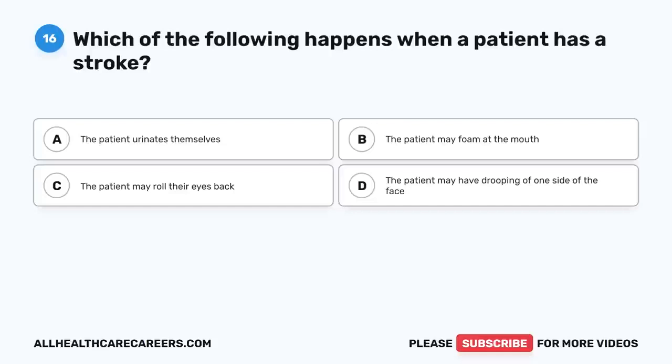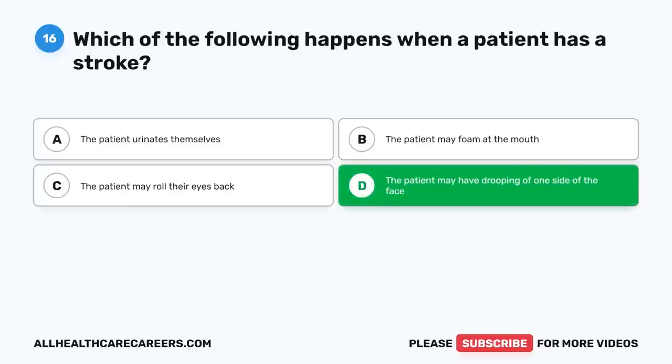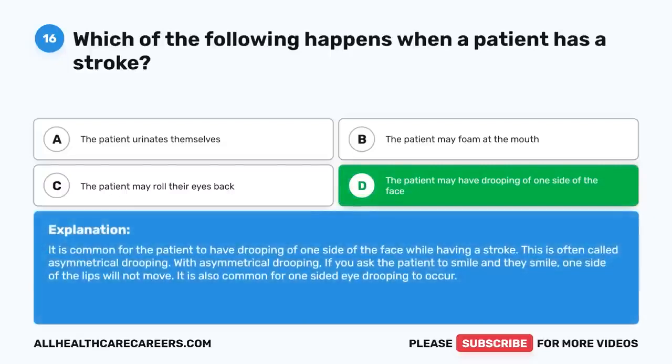The correct answer is D. The patient may have drooping of one side of the face. It is common for the patient to have drooping of one side of the face while having a stroke. This is often called asymmetrical drooping. With asymmetrical drooping, if you ask the patient to smile and they smile, one side of the lips will not move. It is also common for one-sided eye drooping to occur.